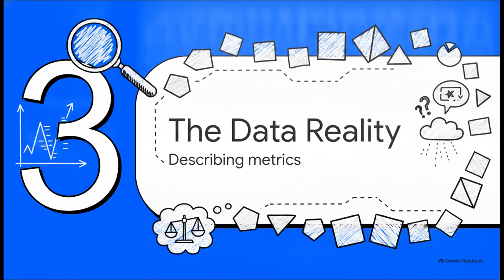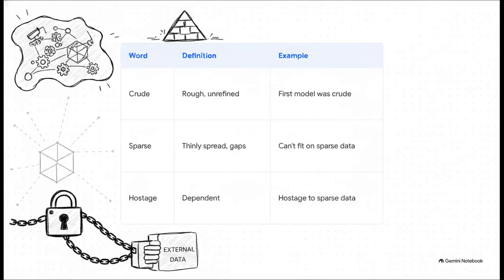Section 3, the data reality. Describing your models and metrics honestly. The absolute best way to win a technical argument is not to pretend your data is perfect. It's to accurately describe its flaws using the right vocabulary. First is crude. Let me be clear, calling your own model crude is not an insult, it's an honest assessment of a rough, unrefined early-stage version. Next is sparse, data that is thinly spread, full of gaps, the exact opposite of dense.